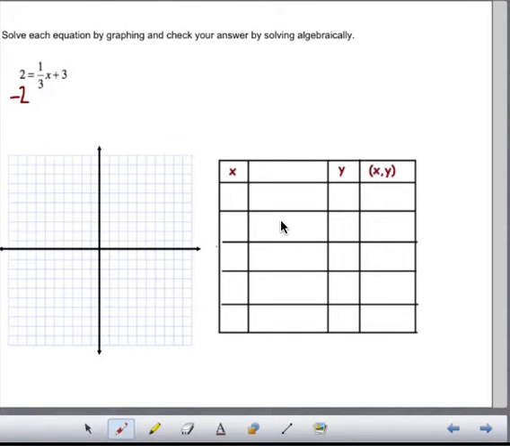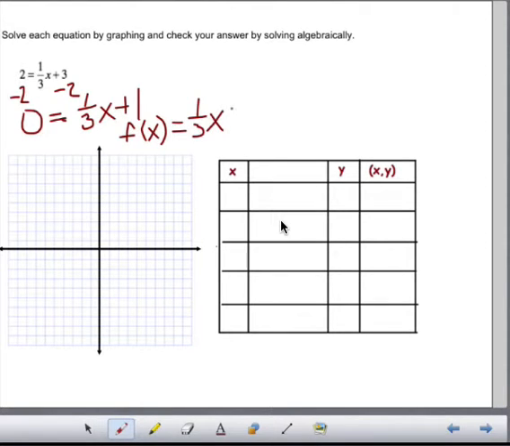So I think the easiest thing to do is to subtract 2 from both sides. So 0 is equal to 1/3 x plus 1. Again, I could rewrite that as f of x equals 1/3 x plus 1. All right, I can come down here on my chart. I know f of x is the same thing as y. Doesn't matter what you want to call it. And this is 1/3 x plus 1.